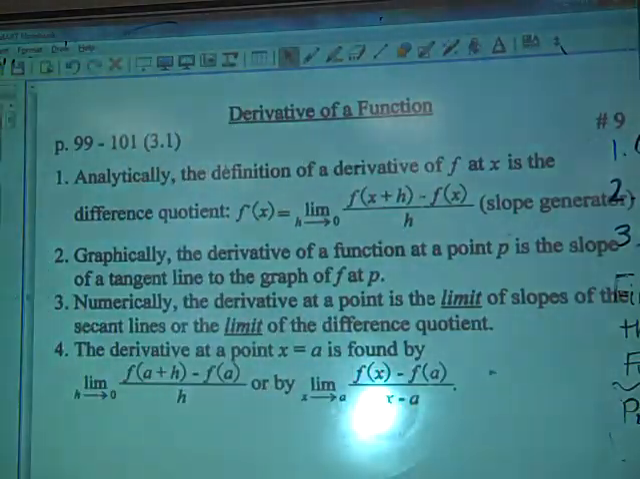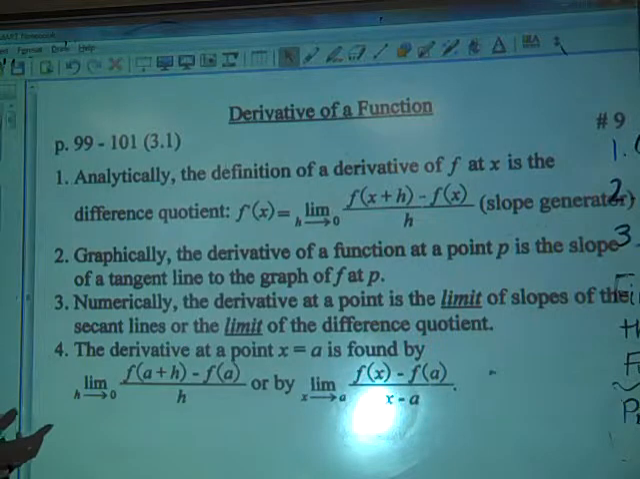So now we can look at note card number 9 and know what to do and know what it means. Let's look and see what it says.